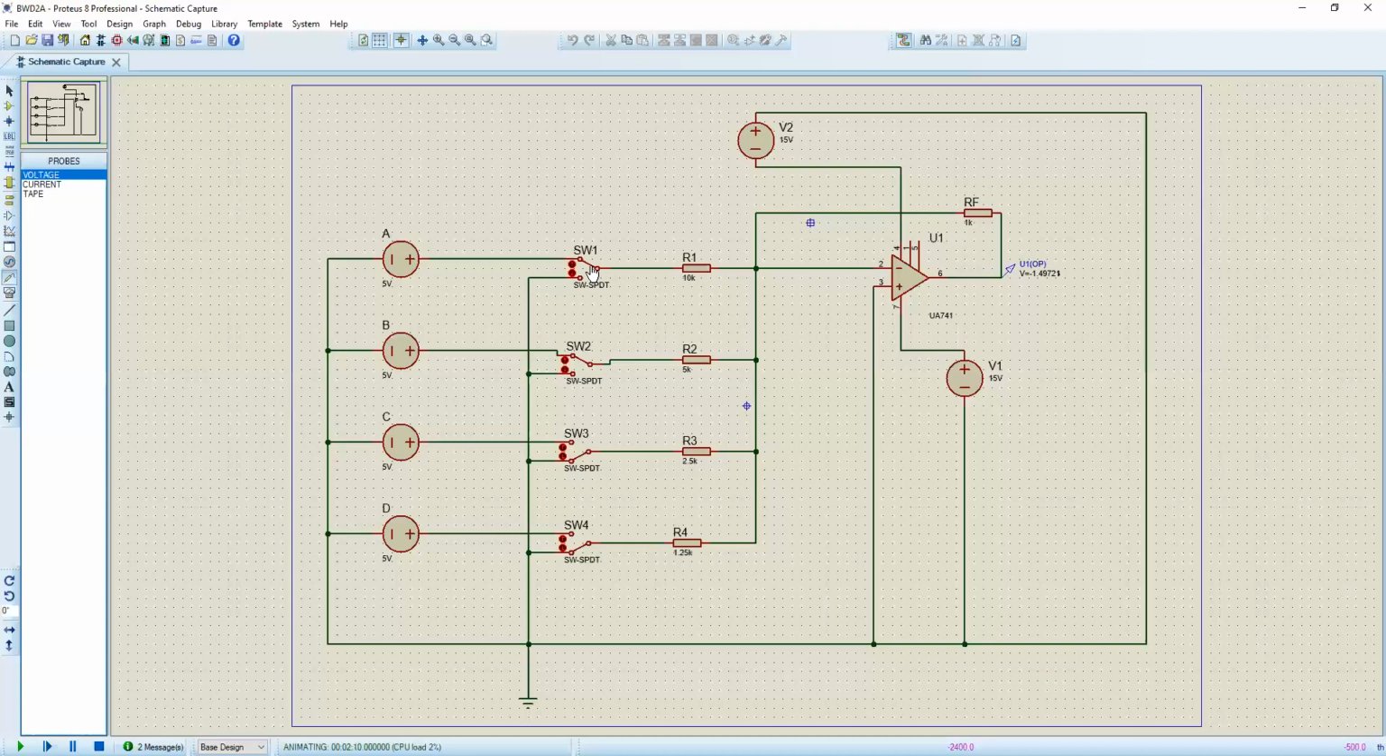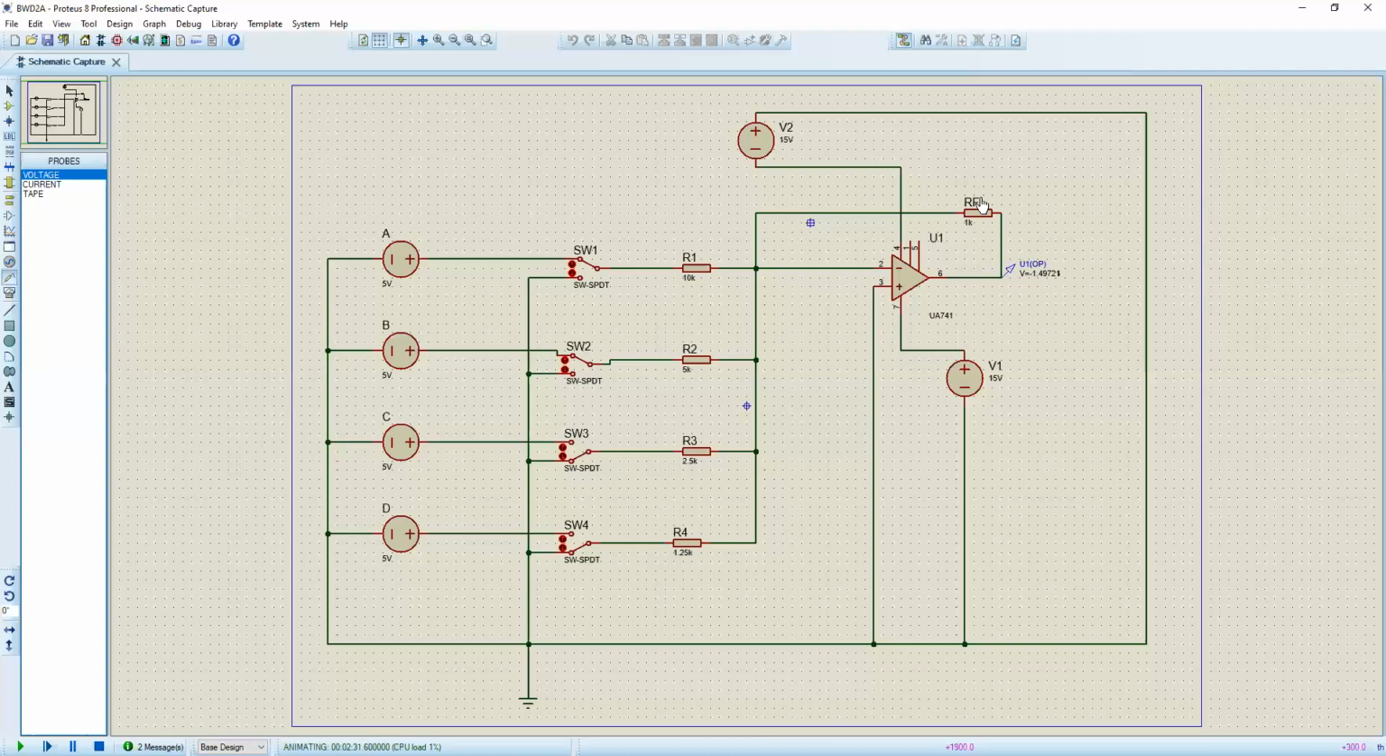We can control the step size by changing the value of this RF resistor, which is called the feedback resistor. You can know about this from the theory section of the lab. If we want a higher step size, we can calculate it and find out the necessary resistance values to achieve that step size.